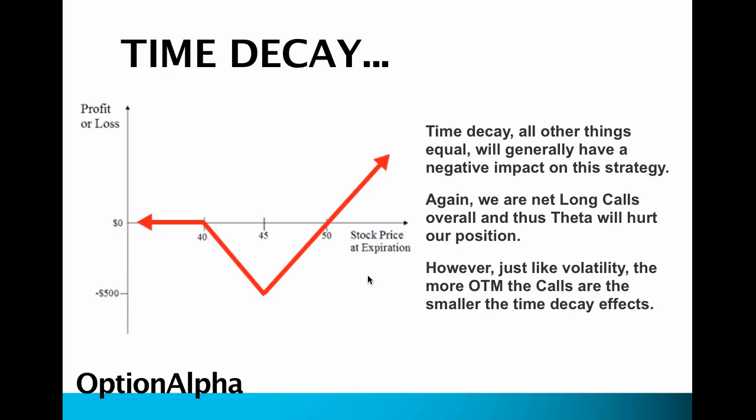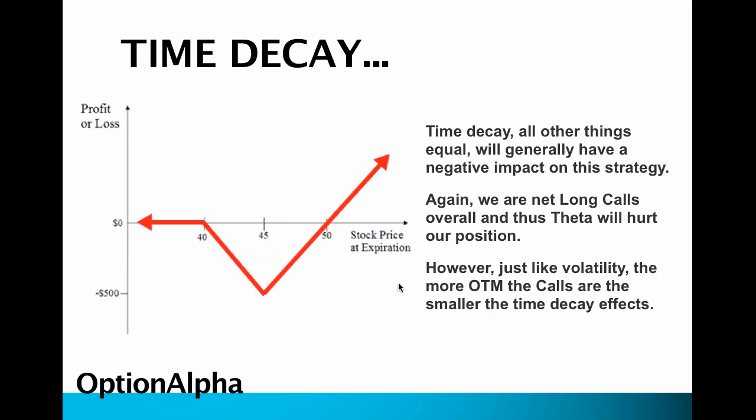Since we have that extra long call at 45, time decay is going to be working against us. We need the strategy or the underlying stock to move into a profit zone. If it doesn't move, then every single day the option values are going to decay, and we're going to move more and more towards our maximum loss feature. Again, just like volatility, the more out of the money the calls are, the smaller the time decay effects are going to be.